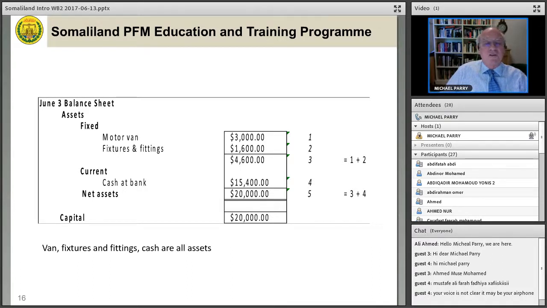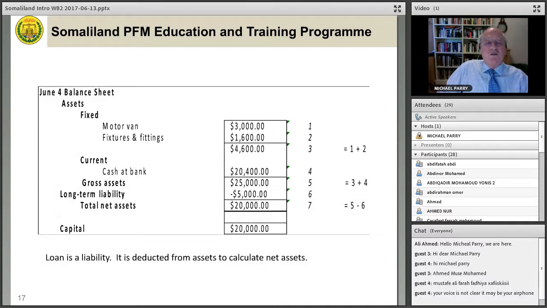And day three, he goes on to buy fixtures and fittings for cash. Again, the same thing. We now have a new fixed asset of fixtures and fittings of $1,600. Cash at bank has now gone down to $15,400, but net assets remain unchanged at $20,000.